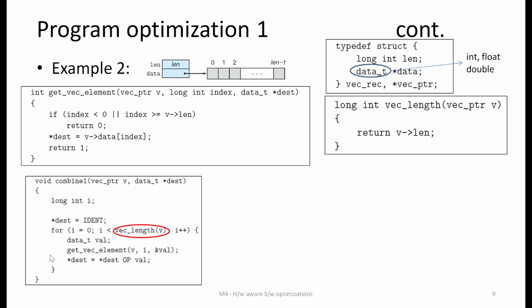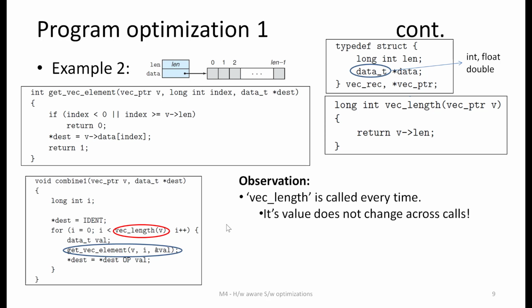Now if we observe, we are calling the utility function vector length for each iteration of the loop, and we are also calling the function get vector element in each iteration of the loop. The key observation here is that the function vector length will return the same value across the multiple iterations. So it's better to avoid calling the same function if it's returning the same value.